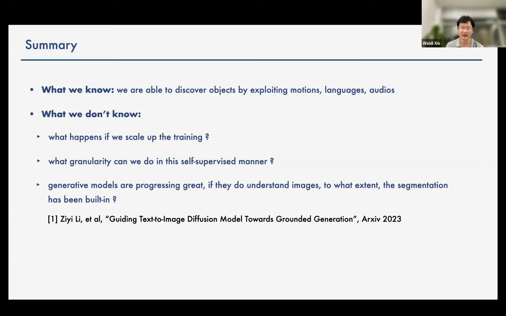And the second thing is, what granularity can we do? Because usually for self-supervised object discovery, it's discovering the whole object. Can we do more fine-grained, like body parts or different facial parts, et cetera?